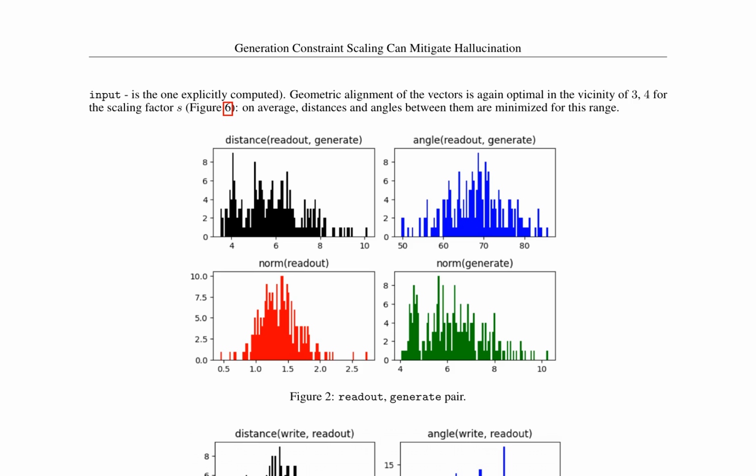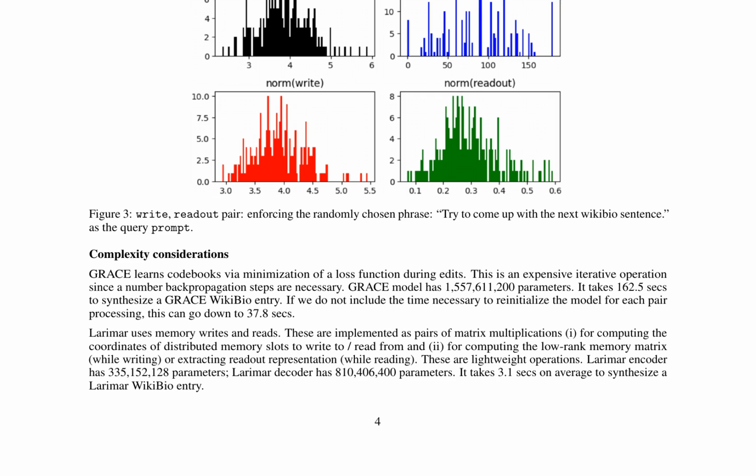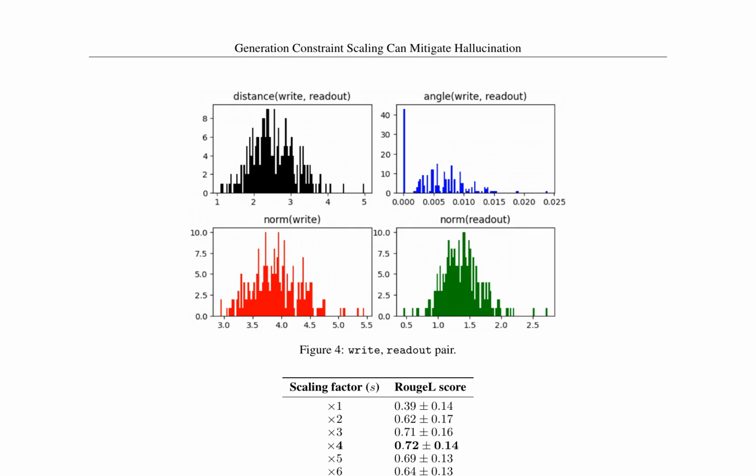The Grace model, with its 1.5 billion parameters, requires 162.5 seconds to synthesize an entry, whereas Larimar, with 335 million and 810 million parameters in its encoder and decoder, respectively, takes 3.1 seconds on average. These complexities are crucial for understanding the efficiency and performance trade-offs in these models. The impact of scaling the generation constraint on mitigating hallucination in text synthesis models is explored.